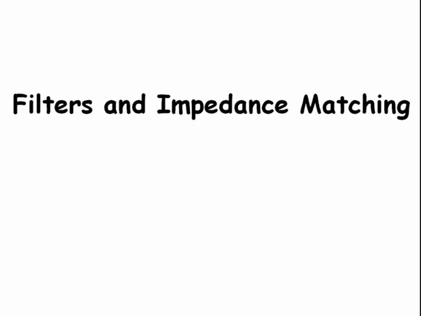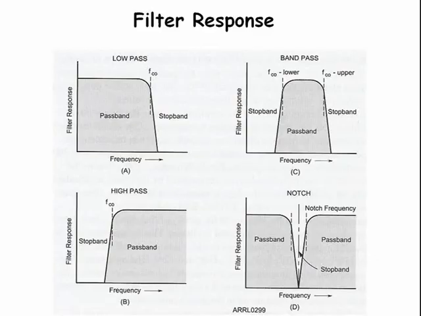And now we'll look at filters and impedance matching. Passive filters are made from unpowered components such as resistors, capacitors, and inductors. This always results in some loss of signal amplitude. Active filters include powered devices to overcome filter insertion loss. Sometimes they even provide signal gain.